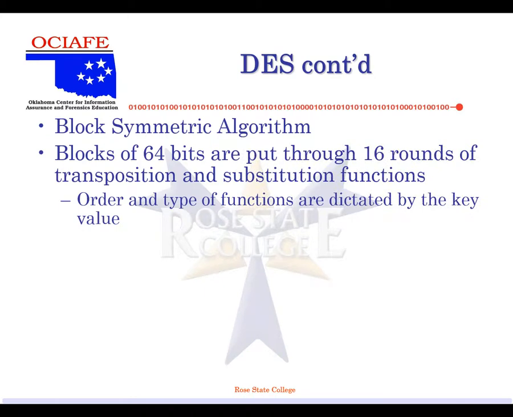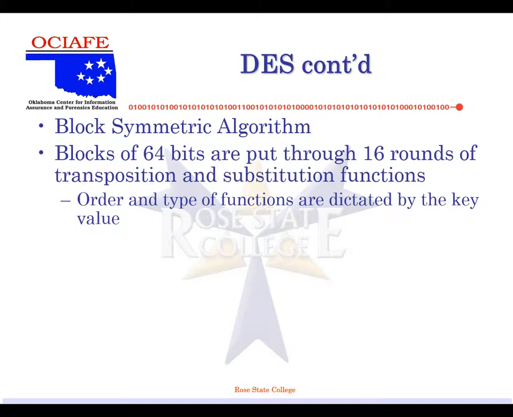But this is basically a block symmetric algorithm. Symmetric is same key. It's block. We do it based on blocks. So blocks are 64 bits through 16 rounds of transposition and substitution. Okay, we don't really know why the S boxes did it the way they did it. Why? We don't know that.